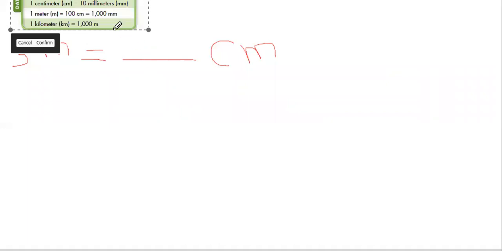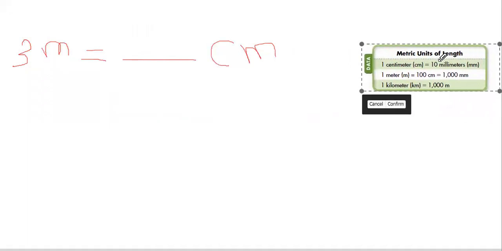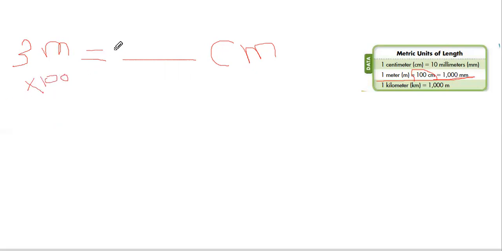Yes. Okay. You can see it here in front of you. 3 meters. How many centimeters? Begin with the end in mind. 1 meter is 100 centimeters. So if 1 meter equals 100 centimeters, what am I going to do? Yes, multiply by 100. Great. 3 times 100 equals 300 centimeters. Great.